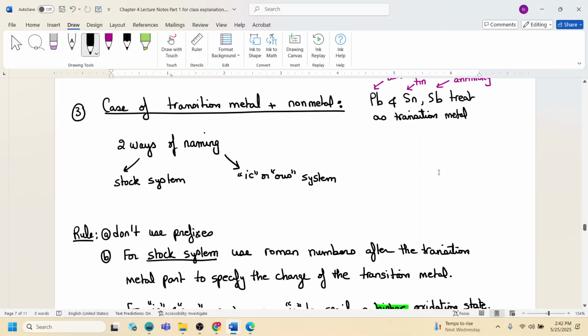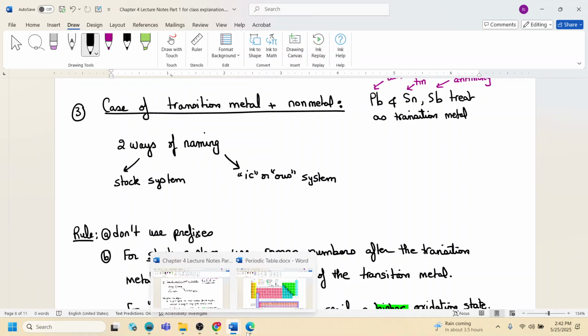So when you're naming a transition metal, it's not like a regular metal. You have to indicate its oxidation state, meaning how many electrons it is losing. At the beginning, we agreed that metals lose electrons, right? But with the transition metals, they can lose one electron, two electrons, or three electrons, or even four. It depends on the metal itself.